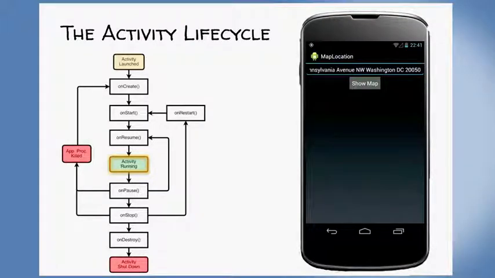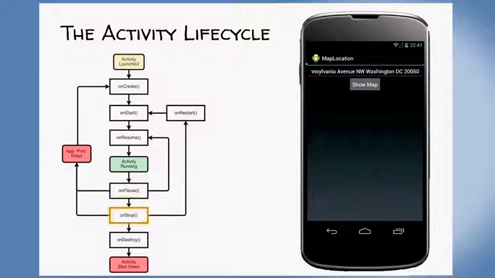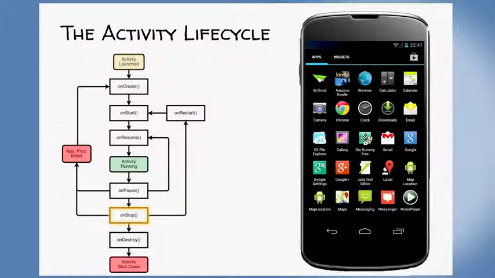And finally, when the user eventually loses interest in map location, he or she might hit the back button again, in this case to end the application. At this point, Android will again go through the process of removing map location from the screen. It will first call onPause, then onStop, and then this time it will call onDestroy before completely terminating the application.